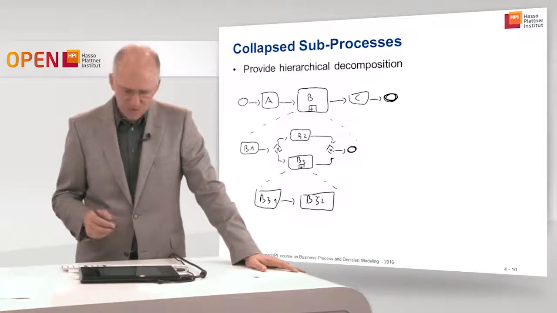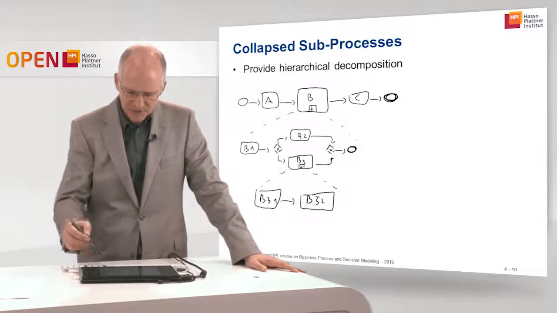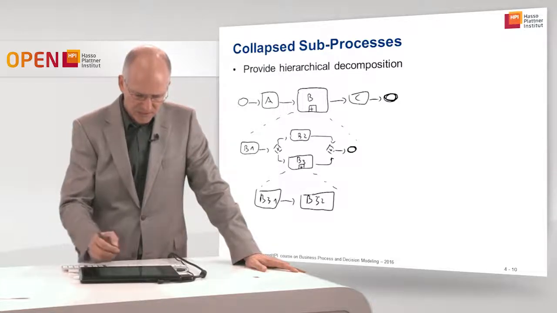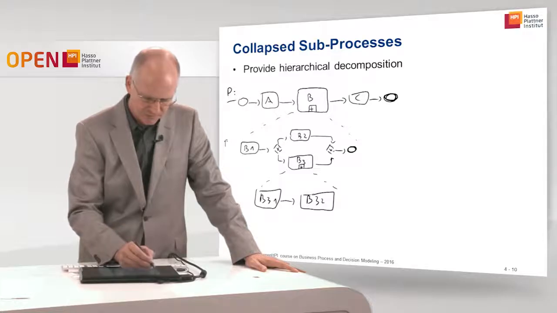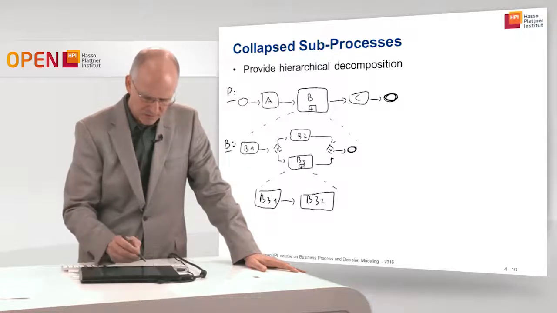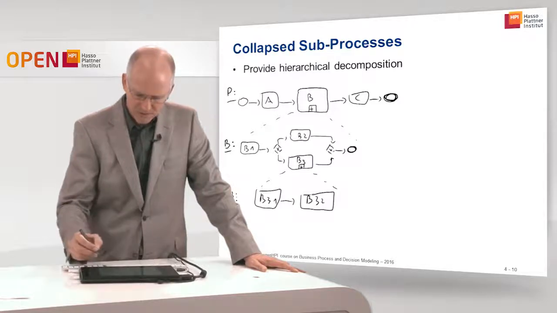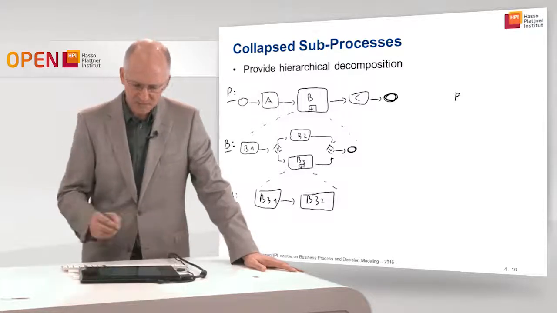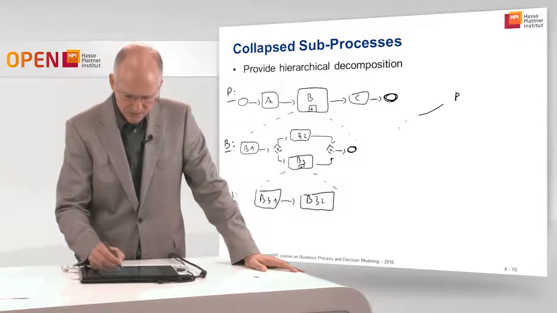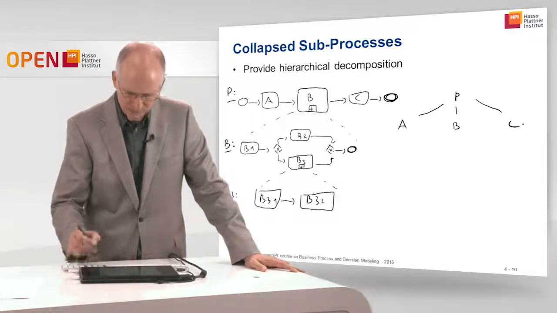We can also use a tree-like representation. Let's consider this is process P, and this is process B, and this is B3. Then we can come up with the following tree structure. On the root of the tree is process P. Process P contains activities A, B, and C. I disregard the events here.